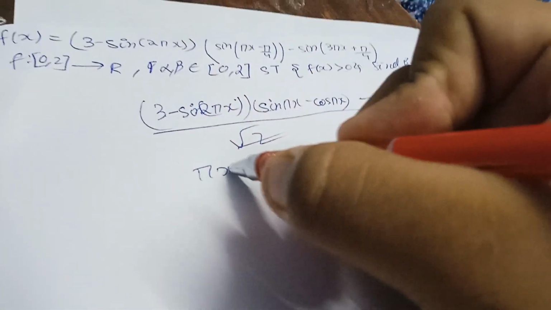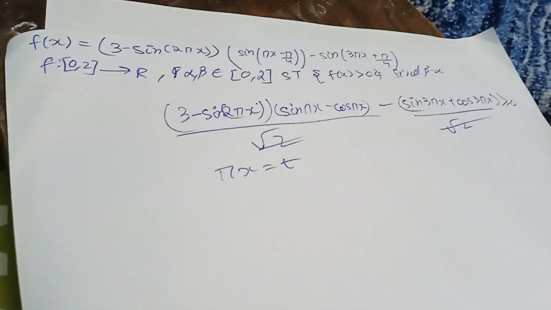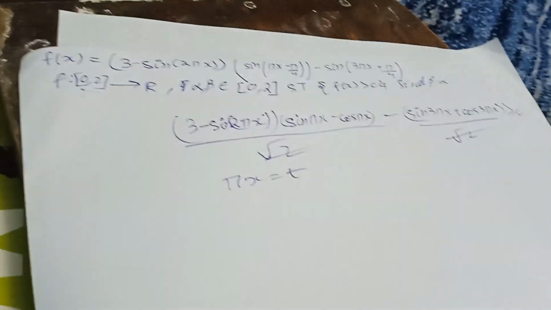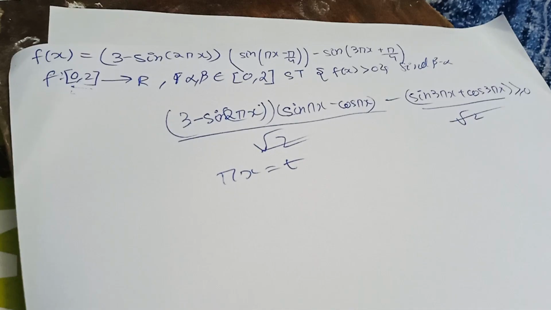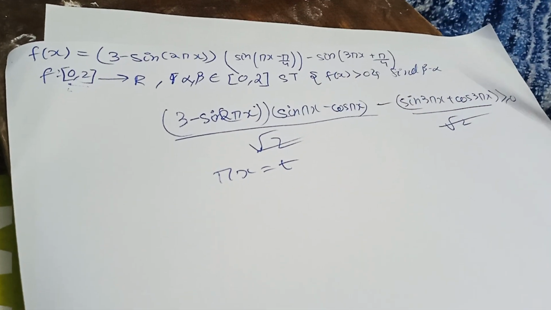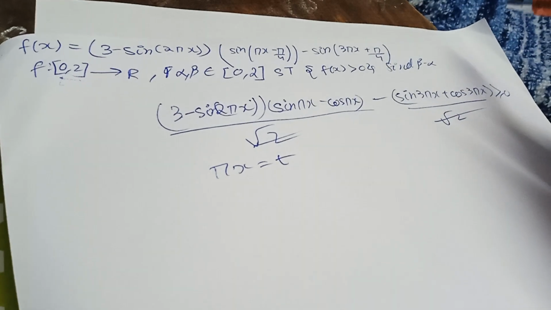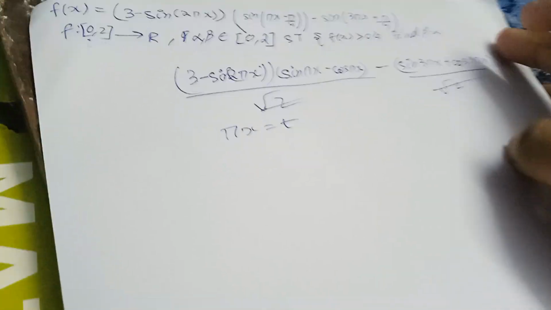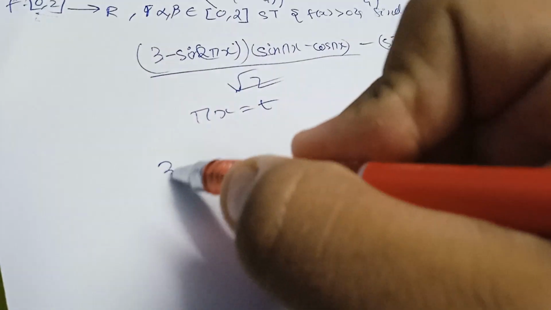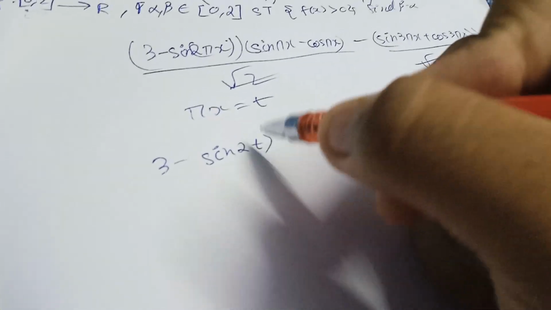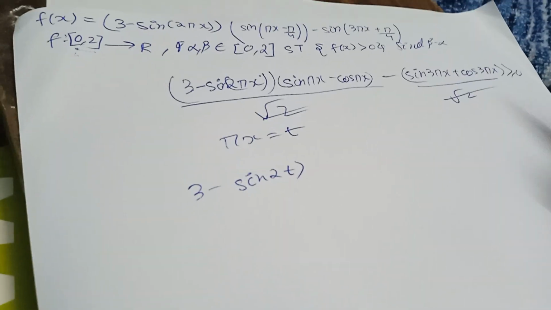Now just for simplicity I'm saying that pi x is t, so the domain 0 to pi becomes 0 to 2 pi, which is basically a period of the functions sin x and cos x. So in one cycle we have to tell the number of values in which this inequality is satisfied. So this is the simplified thing, 3 minus sine of 2t.